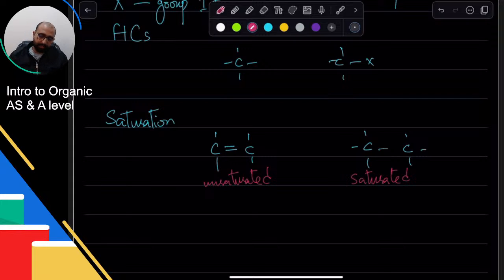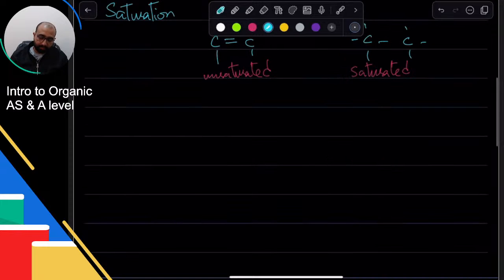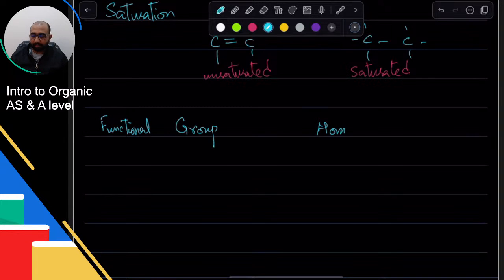Okay, then there are 2 more terms that you should know about. There is functional group and there is homologous series.